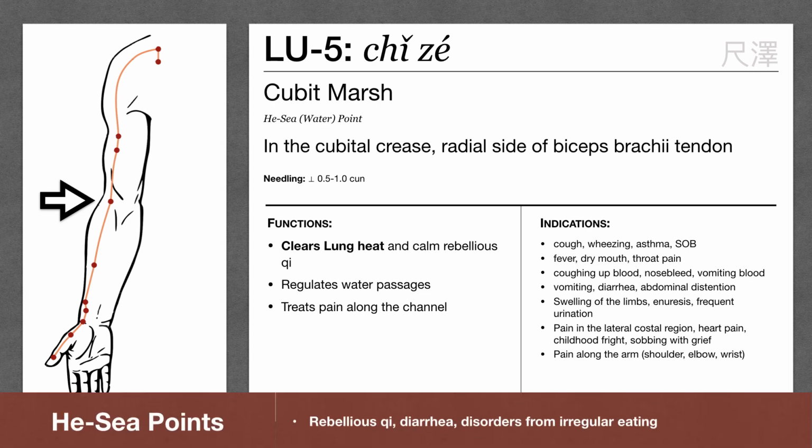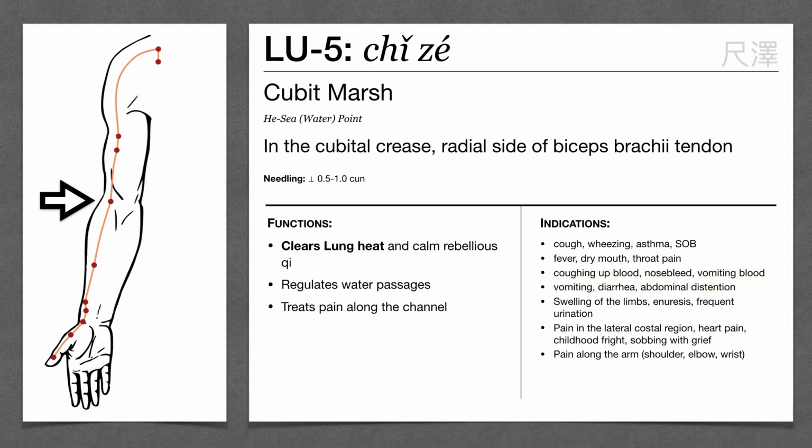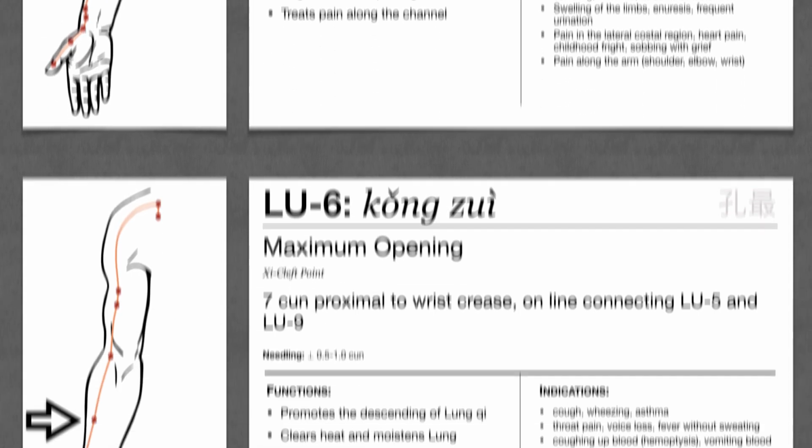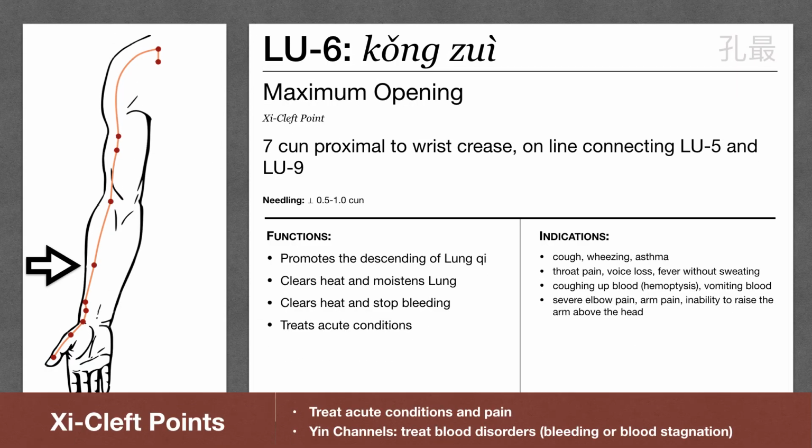Also, lung 5 is the He-Sea point. Remember, He-Sea points treat rebellious qi and diarrhea, and we see both of those here with cough, vomiting, and diarrhea. And finally, lung 5 is located on the elbow, so it's good for elbow pain, or pain anywhere else along the channel. Lung 6 is the Xi-Cleft point.